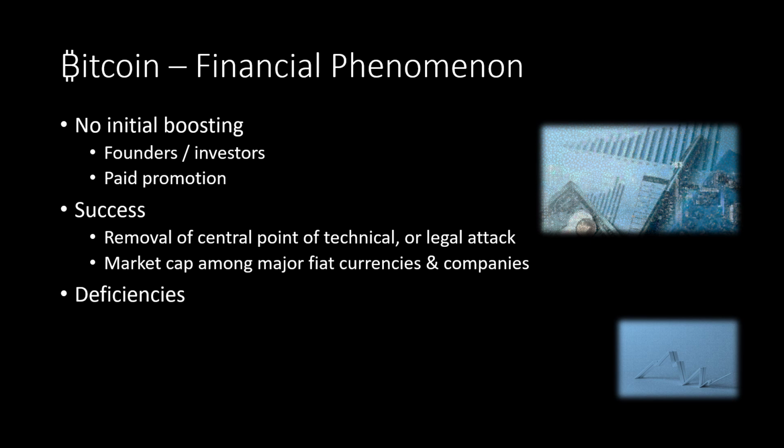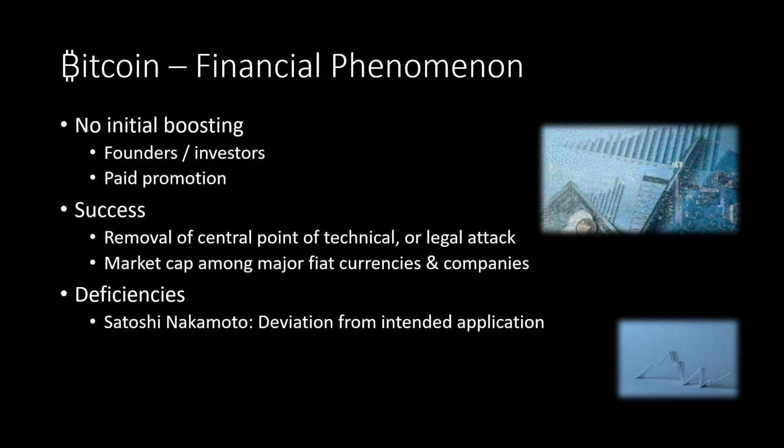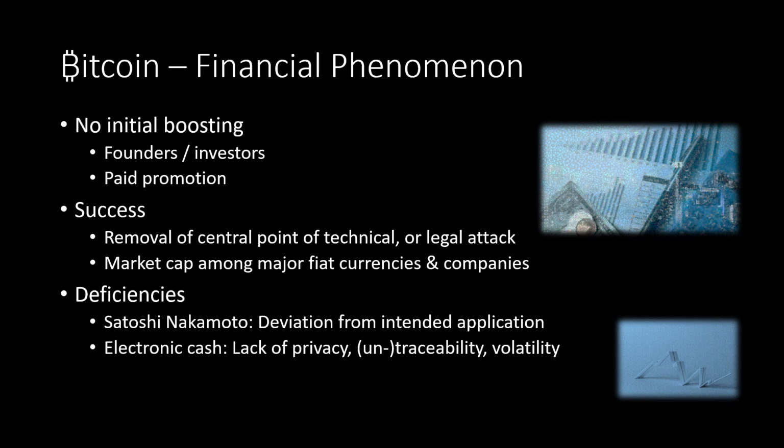And this is despite Bitcoin displaying deficiencies. So essentially, Bitcoin strongly deviated from Satoshi Nakamoto's intended application as an electronic cash system. It lacks advanced privacy features, payments are traceable, and as an electronic cash system, the underlying currency, Bitcoin, experiences too much volatility. He didn't program into the code anything that would mitigate large fluctuations of the value of the currency against fiat currencies.